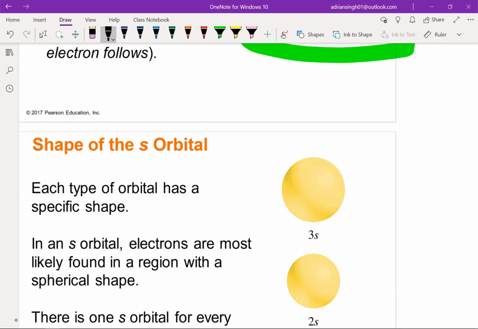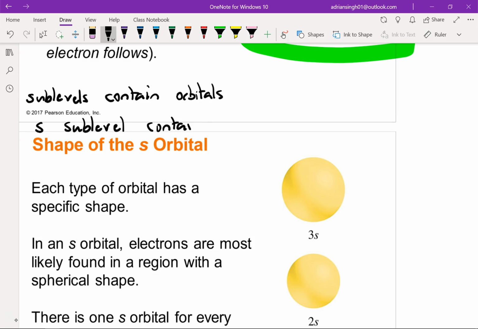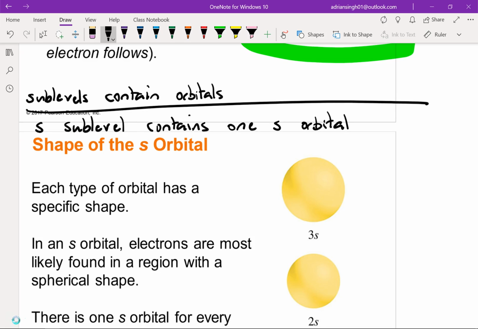So where are the orbitals located? Well, they're found within the sublevels. The sublevels contain the orbitals. So for example, the s sublevel contains one s orbital. And the s orbital has a very characteristic shape. It is spherical.